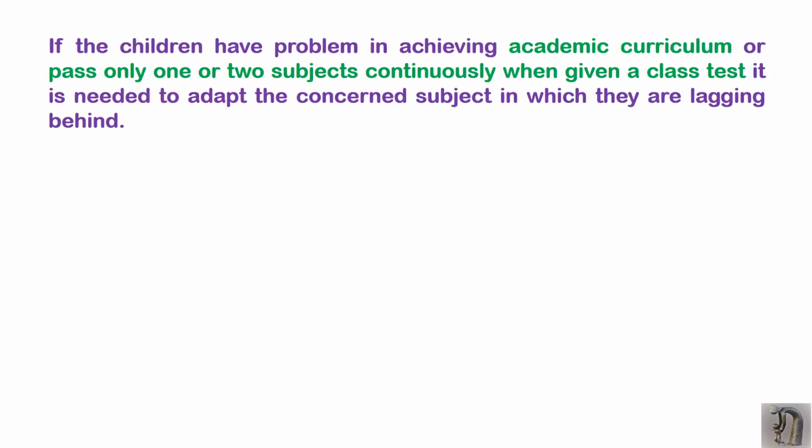Okay, see why we are required to do adaptation. In the academic curriculum, children with special needs or intellectual disability face a problem. They may pass only one or two subjects continuously when given a test, in your unit test or in a summative test, but other subjects are not achieved. So why are they not achieving that? They require some sort of adaptation, or there is some other problem.